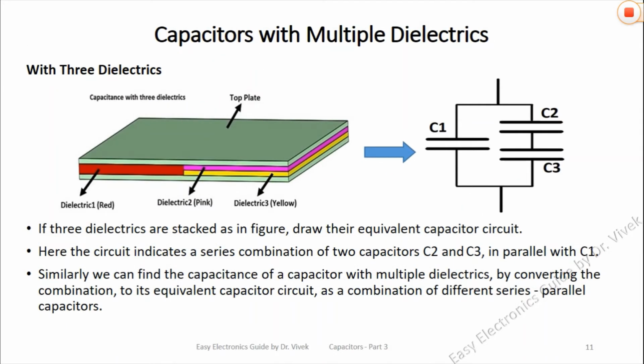So we can find the capacitance of a capacitor with multiple dielectrics by converting the combination to its equivalent capacitor circuit as a combination of different series parallel capacitors and finding the equivalent capacitance.